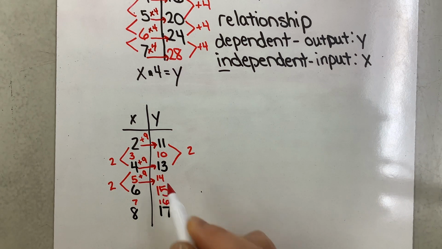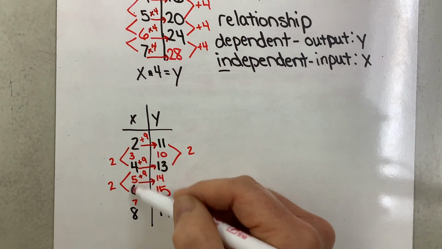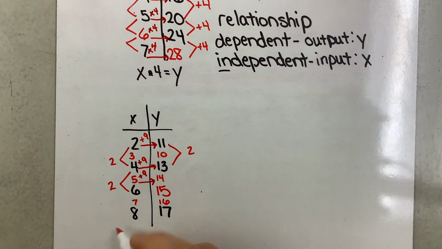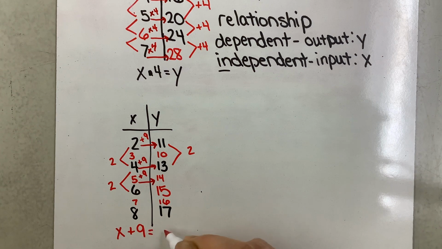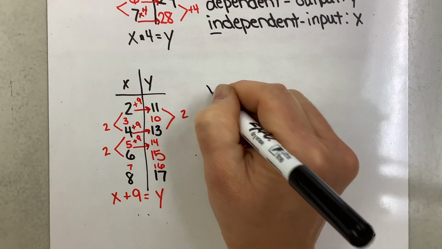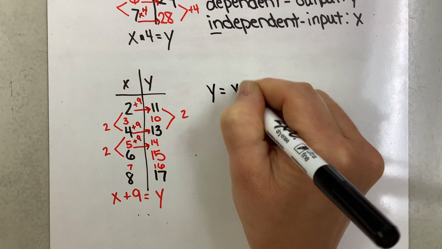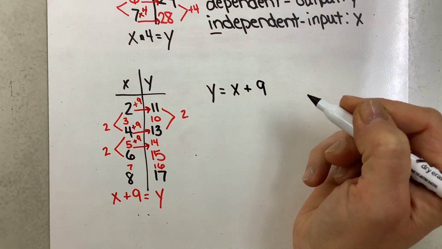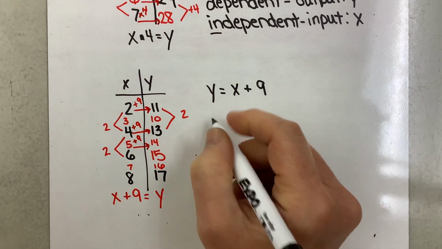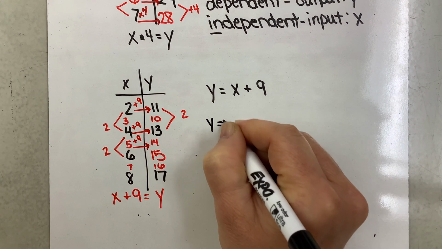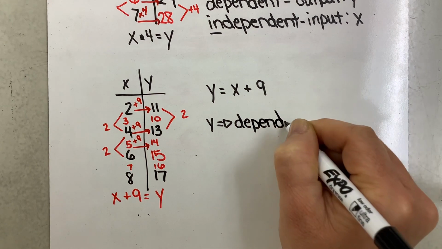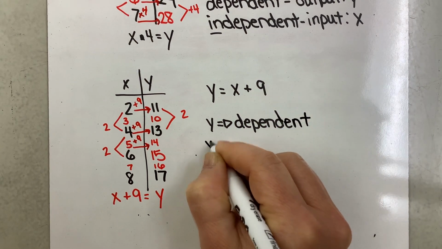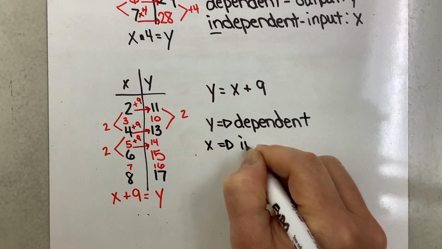And does that give us 14? Yes. So what we're doing is we're taking these numbers, those are our x values, and it seems like we're adding 9, and that gives us our y value. So again, we always want to write our equations y equals x plus 9. Again, our y depends, and since it depends, it is dependent on our x value, which is independent.